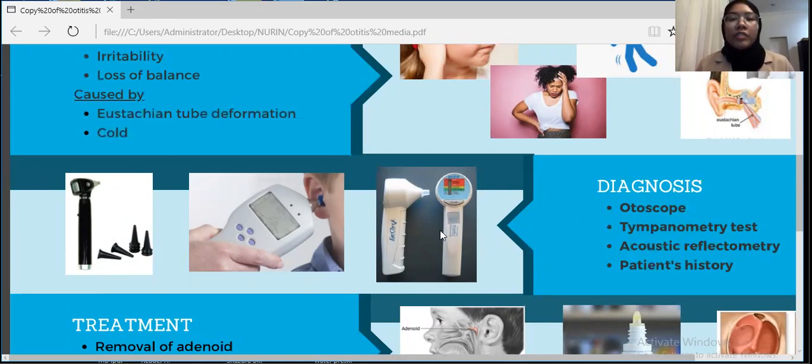Next, we have the acoustic reflectometry. This is basically an acoustic otoscope. It measures the reflected sound from the tympanic membrane. So the louder the sound is, that means there are more effusion in the middle ear.